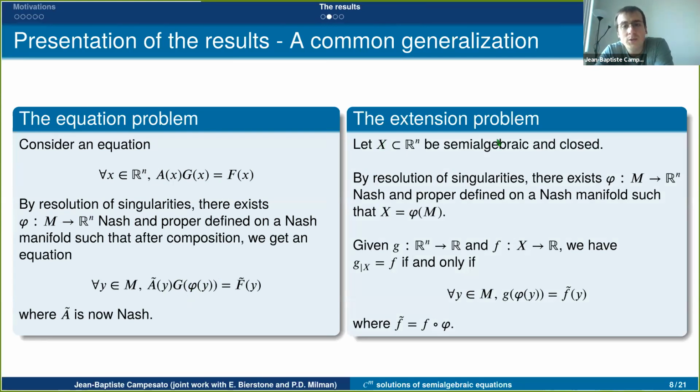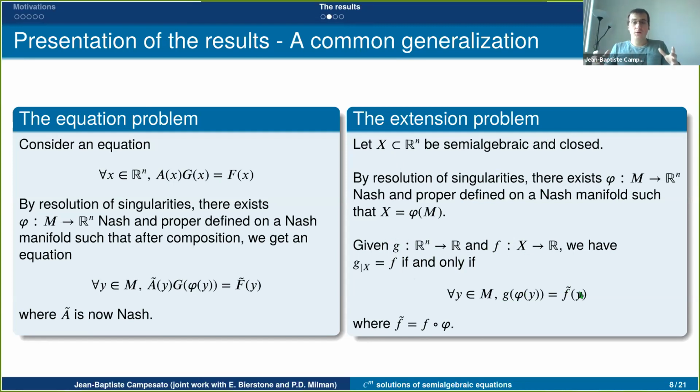Okay, and for the second question, for the Whitney's extension problem, we start with X, which is semi-algebraic and closed. Once again, by resolution of singularities, we can prove that there exists phi, a Nash proper mapping such that the image of phi is exactly X. So that's the uniformization theorem. And if you have f, a function defined on X, and if you have G, a function defined everywhere on Rn, to say that G is an extension of f is equivalent to say that G composed with phi coincides with f composed with phi.